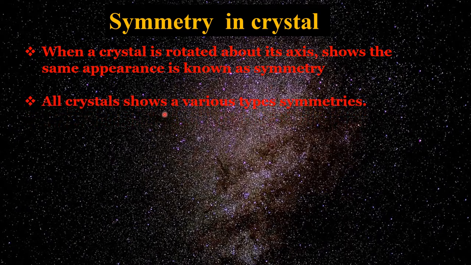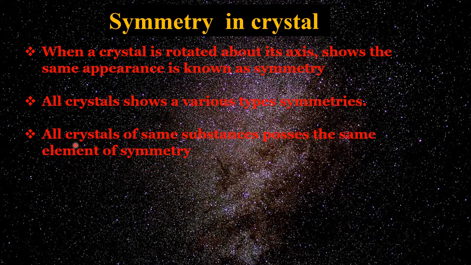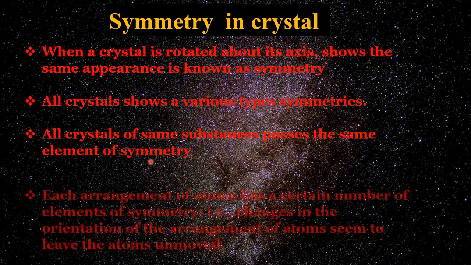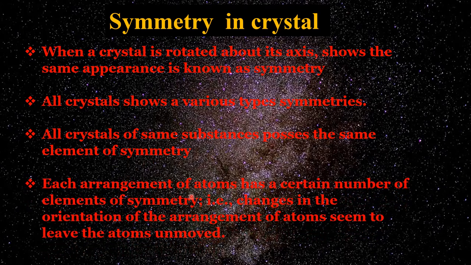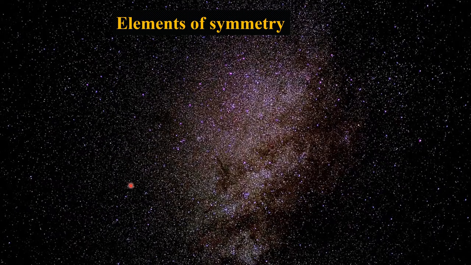All crystals show various types of symmetries. All crystals of the same substance possess the same elements of symmetry. Each arrangement of atoms has a certain number of elements of symmetry. That is, a change in the orientation of the arrangement of atoms seems to leave the atoms unmoved. Now we will discuss the elements of symmetry.